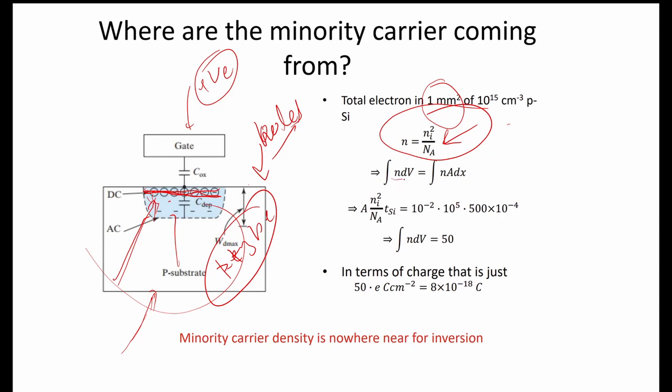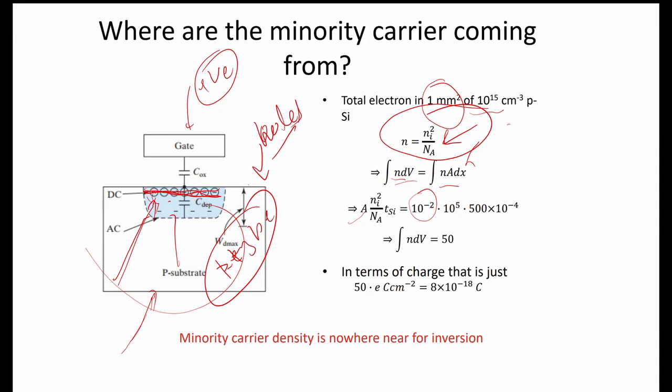Okay, which is NdV, NaDx. Okay, so the area is 1 mm square, and if we integrate the total with the volume, that will give the total number of electrons, because this is the concentration 10 raised to power 15 per centimeter cube. Okay. And the area is 1 mm square.